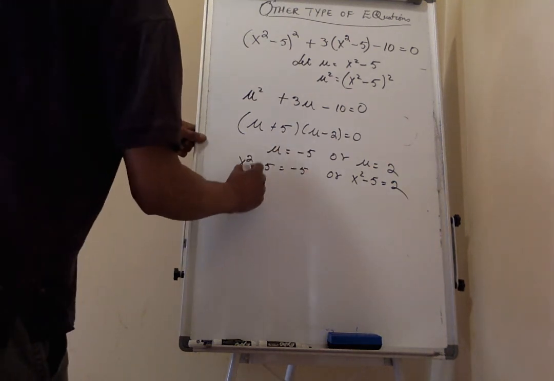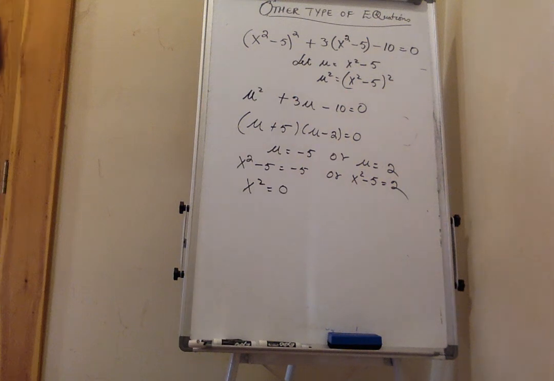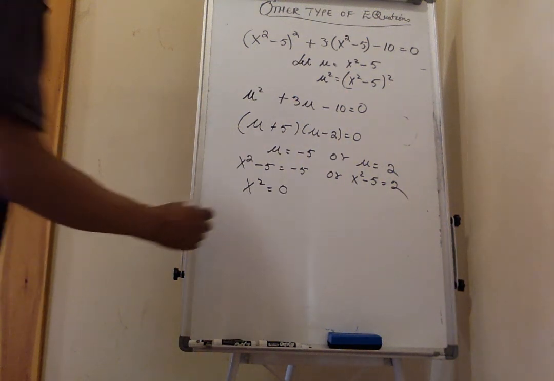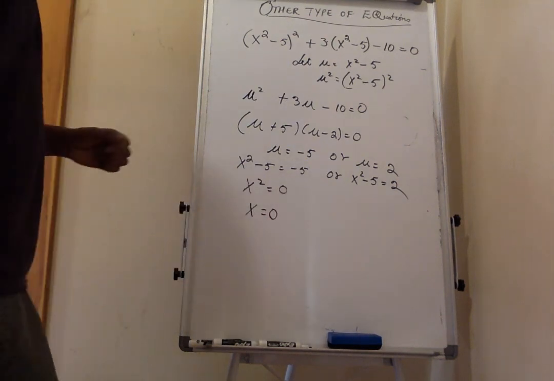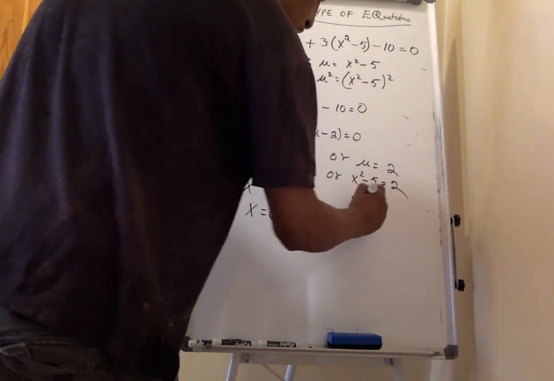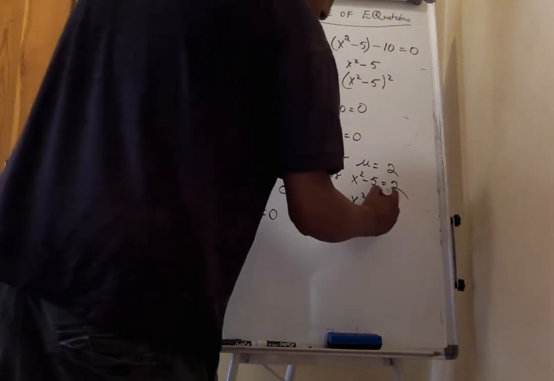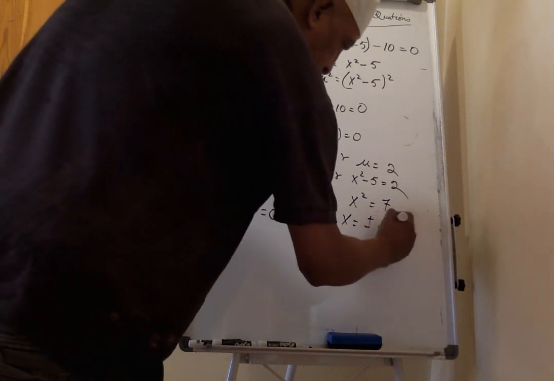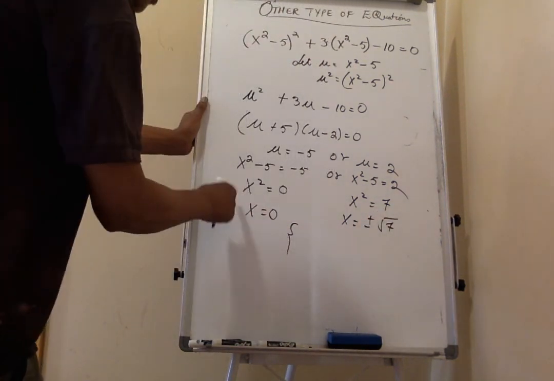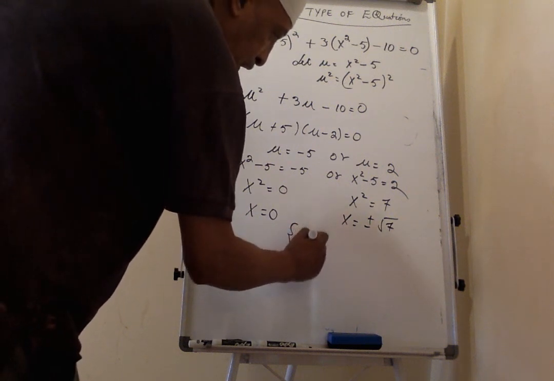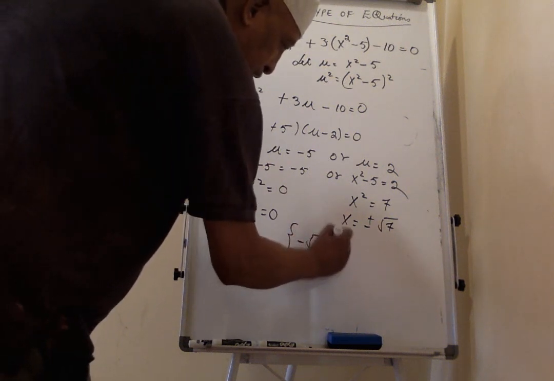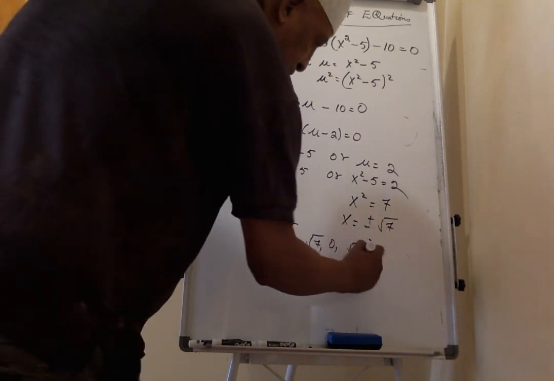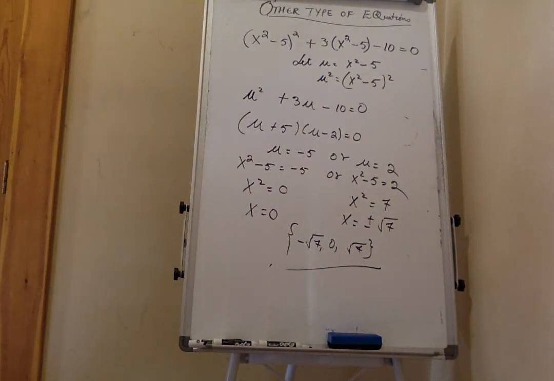If you do that, x squared minus 5 is minus 5 gives x squared equal to 0, so x is equal to 0. The other gives x squared minus 5 is equal to 2, means x squared is 7, right? Then x would be the irrational numbers, plus or minus the square root of 7. Mind you, 0 is repeating itself twice, so you have negative the square root of 7, 0, the square root of 7, and you're done. Okay? I think we have exhausted other types of equations.